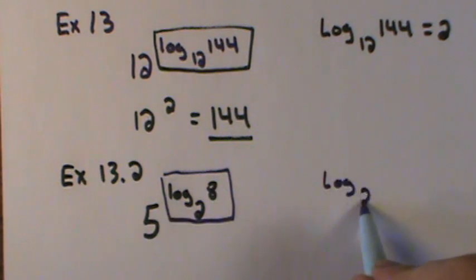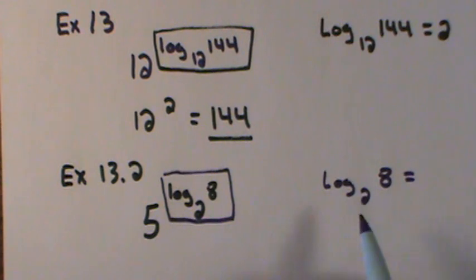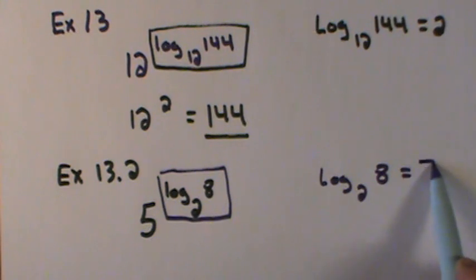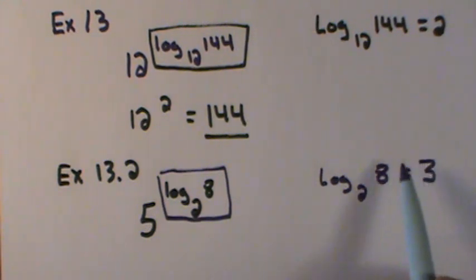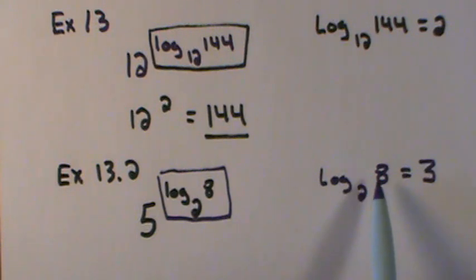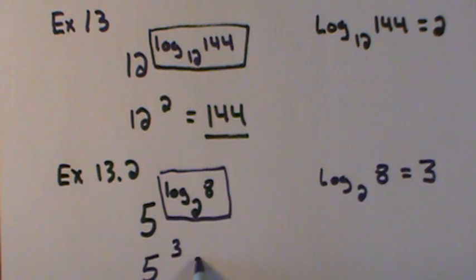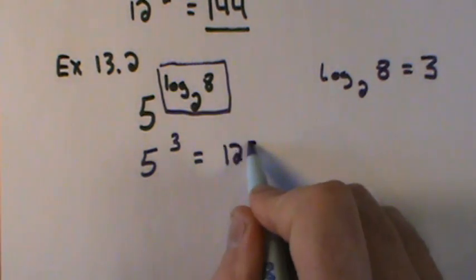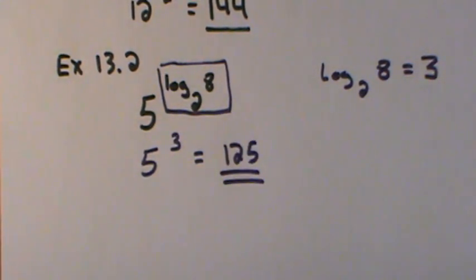As I look at that exponential form, log base 2 of 8, that in and of itself can be simplified. It's asking, 2 raised to what power is 8? 2 raised to the third is 8. So I could replace the log base 2 of 8 with 3. This would just be 5 to the third power. And of course 5 to the third power is 5 times 5 is 25, 25 times 5 is 125. So this would be 125. That would be your final answer.